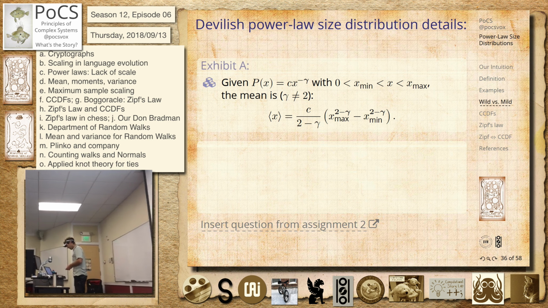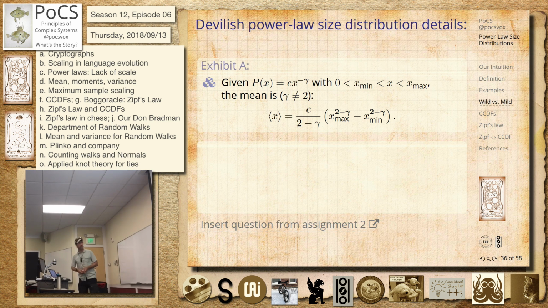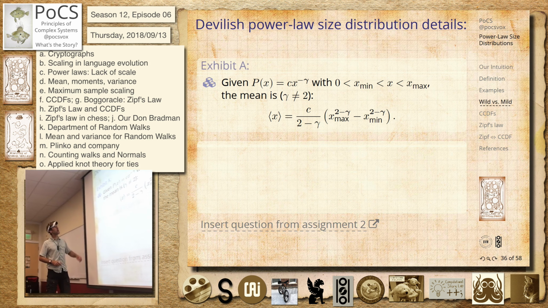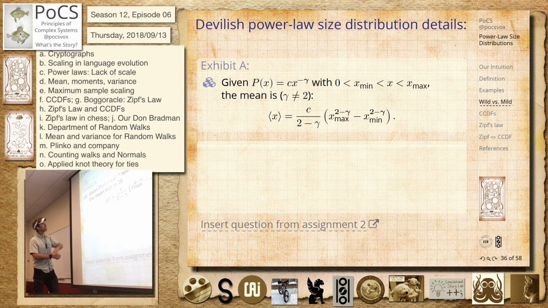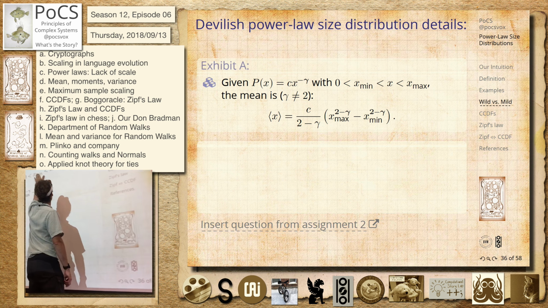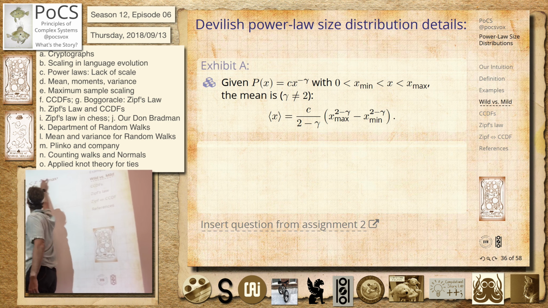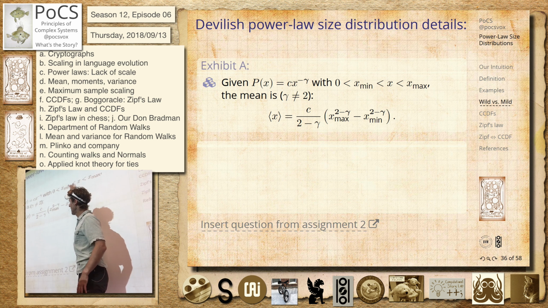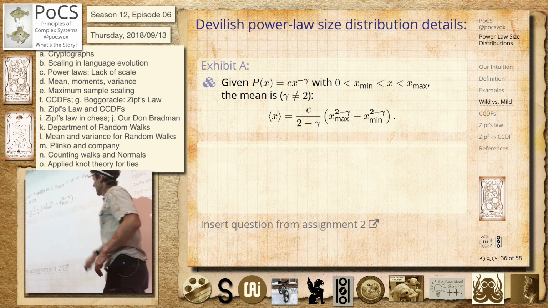All right, so let's go through a few more of these little calculations, and you're working through these in your assignment. So this is our prototypical power law. We've got this continuous x. There's some scale, x min and x max. We'll call these cutoffs. I think you have A and B in your assignment.